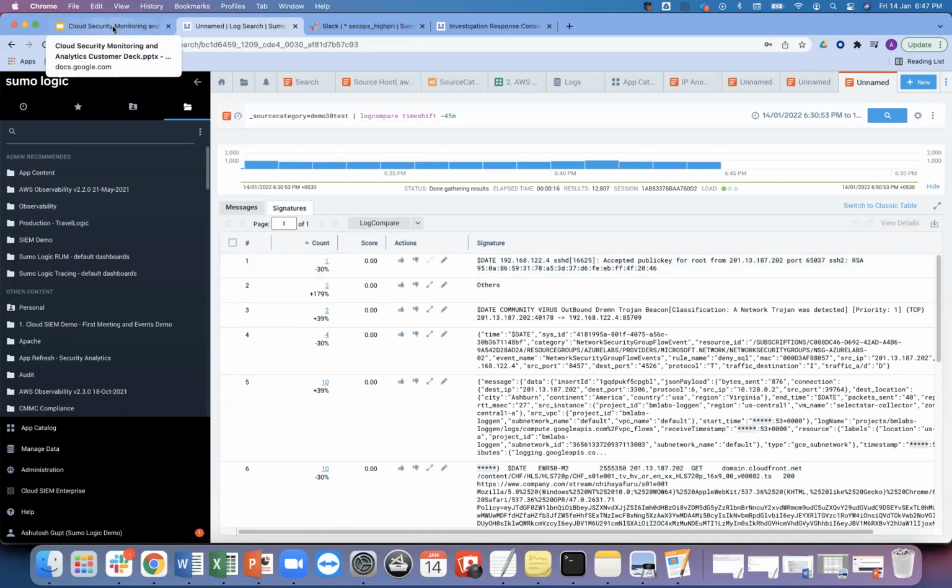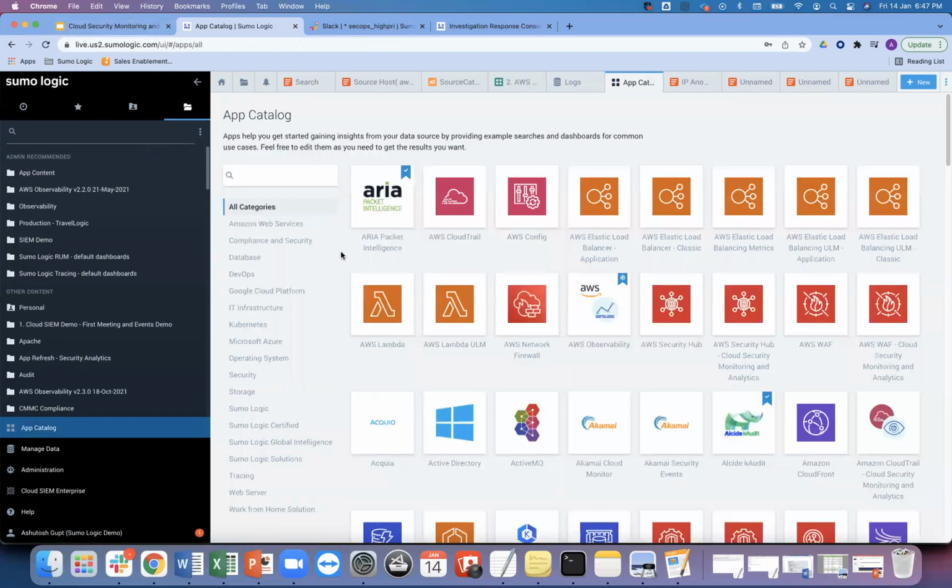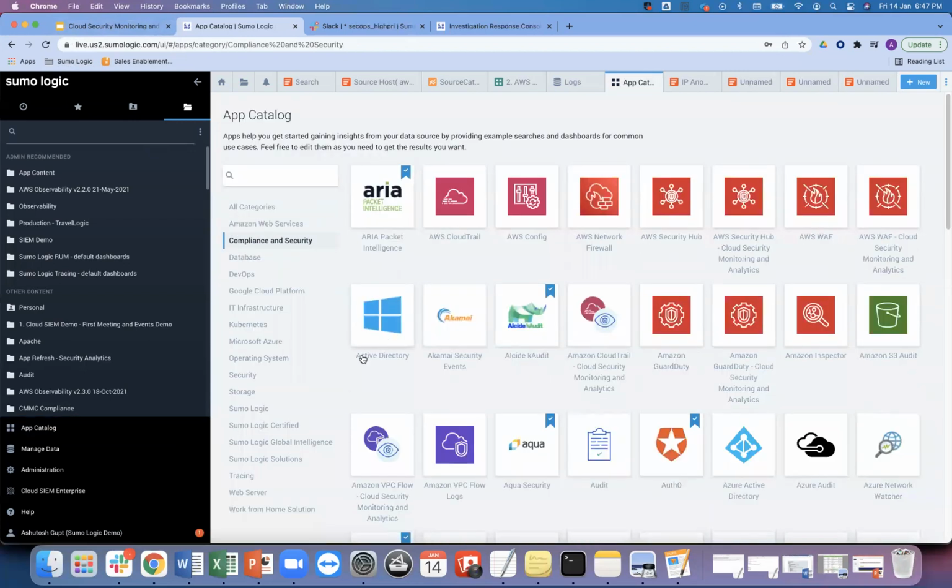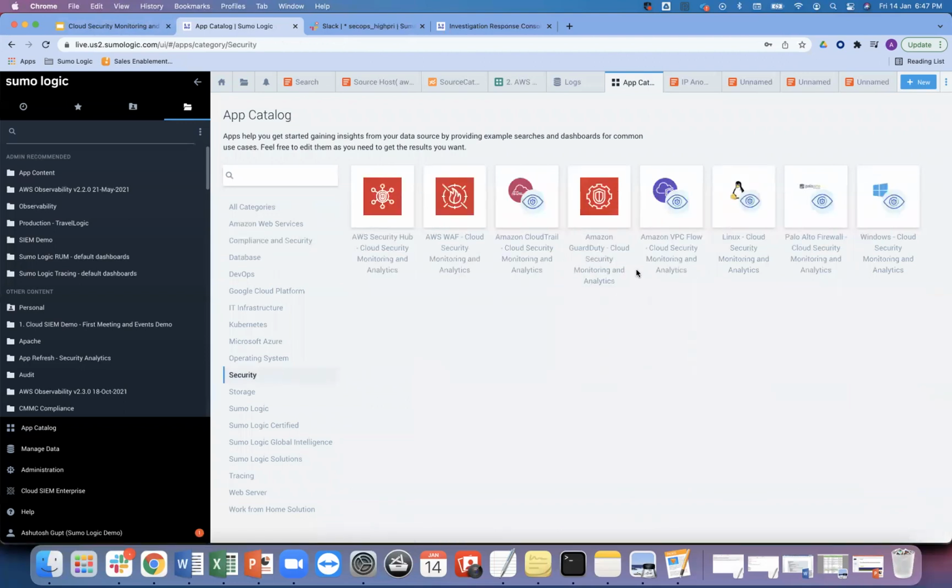If you have any questions, please put them in the chat. And let me go to the app catalog and show you that specifically for compliance and security, we have a lot of applications out of the box. As we talked about in the slide, these out of the box apps give you immediate value, with pre-built queries, searches, and dashboards. Once the data is in Sumo Logic, you can quickly build value out of it by installing these apps. Rather than creating your own dashboards, it will give you much faster time to value.